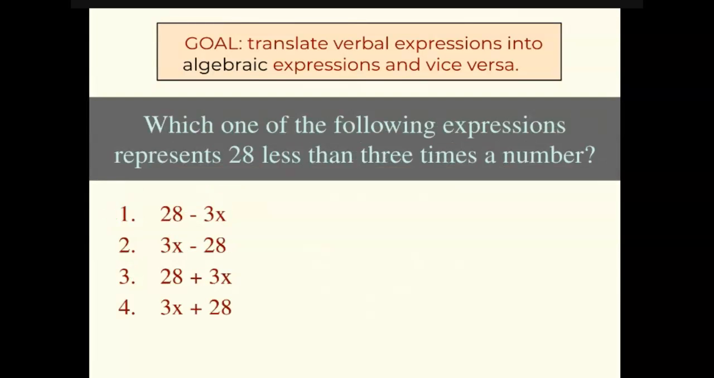Next one. Which of the following expressions represents 28 less than, there's the word than again, 3 times a number? Malia, Lisa, Haley, Ekas, Fiona, Emmy, everyone said number 2. Let's see if you get it right. That's correct. But if it says 28 less by 3 times a number, your answer is 1. But because of the word than, you switch those expressions. Very nice. You are fast learners, people.